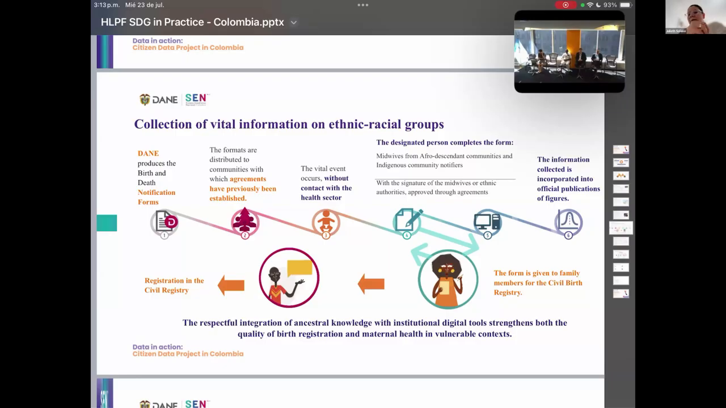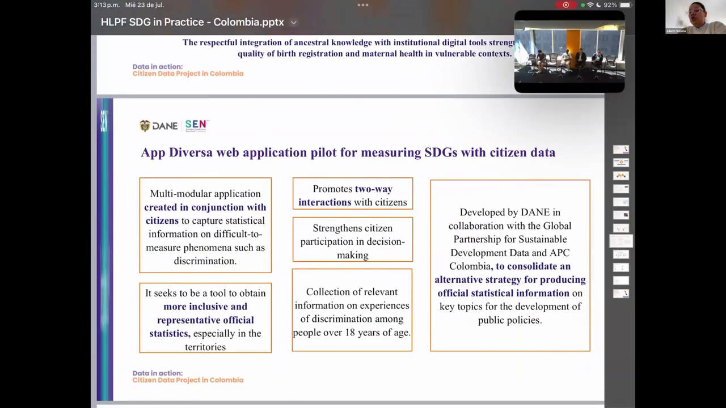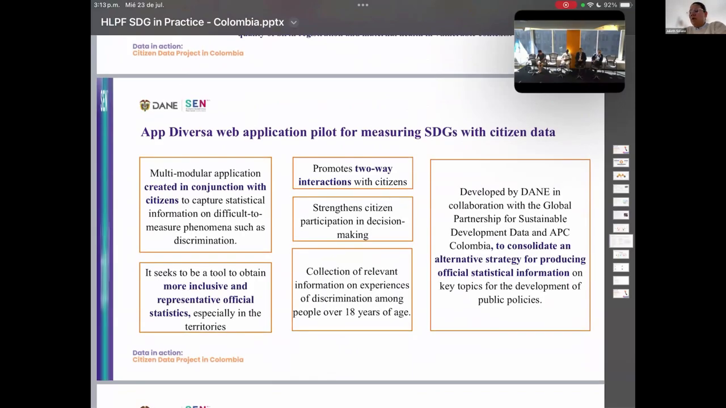So this allows us to have this data in the production of our statistics, but also allows the members of the communities to receive the form that confirms the civil register of the birth, and that facilitates the access of the children to the health sector. So this is a very important case because it represents a solution for a very critical situation of access to health services for particular populations in our country, but also, of course, strengthens the production of vital statistics.